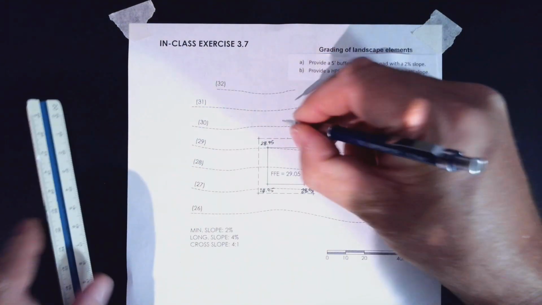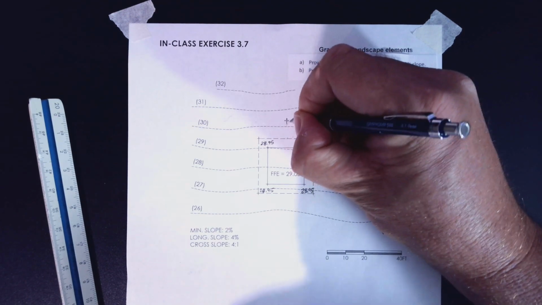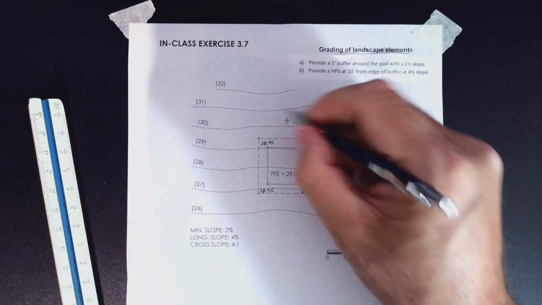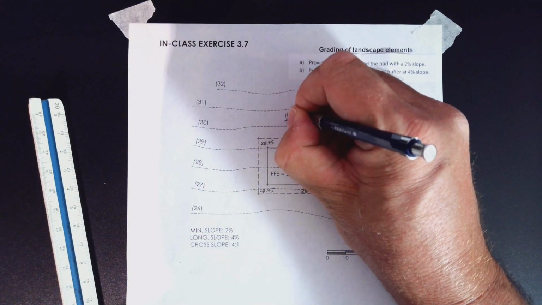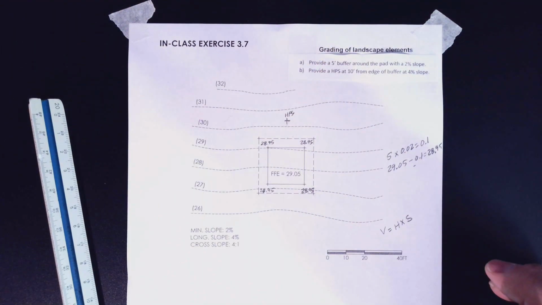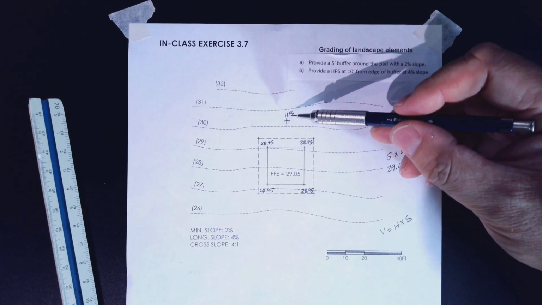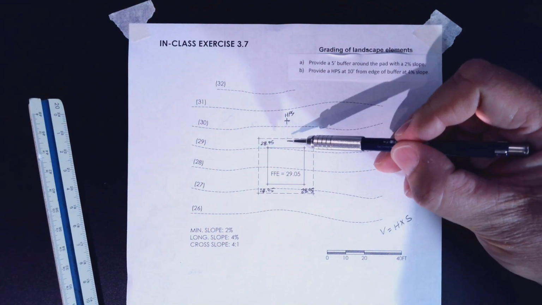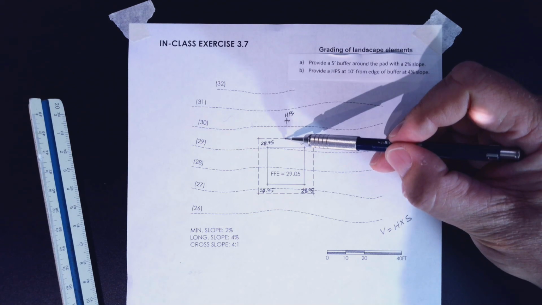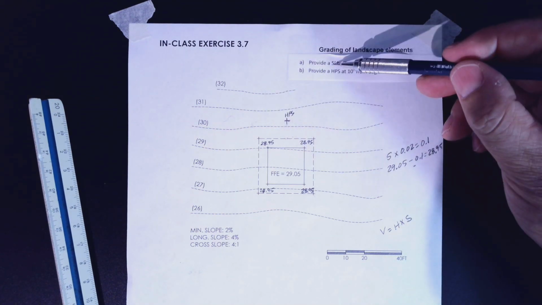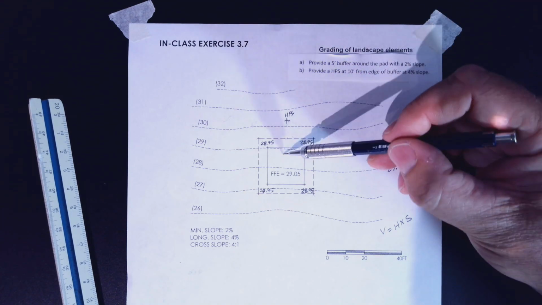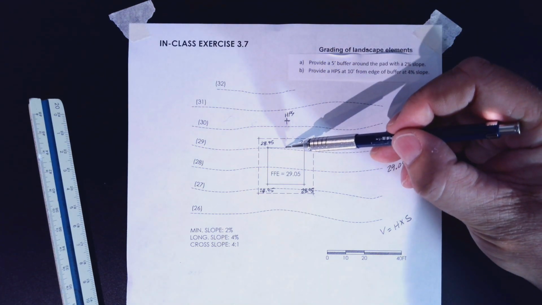So right there, let's call that the high point of our swell. And we're going away. We went 2% away here, right? 5 foot buffer, 2% slope. So we went from 5% or 2% from here to here.